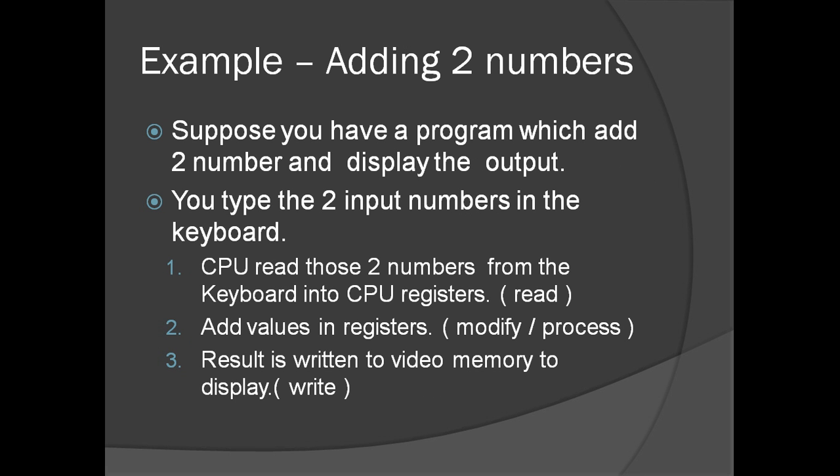Let's consider an example of adding two numbers. Suppose you have an application which adds two numbers and displays the output. You type two input numbers on the keyboard. The CPU reads those two numbers from the keyboard into CPU registers. That is a read operation. Then it adds the values in the registers, which is modify or process, and the result is written into the video memory to display. This is not exactly what happens, but this is sufficient for the purpose of explanation for the time being.